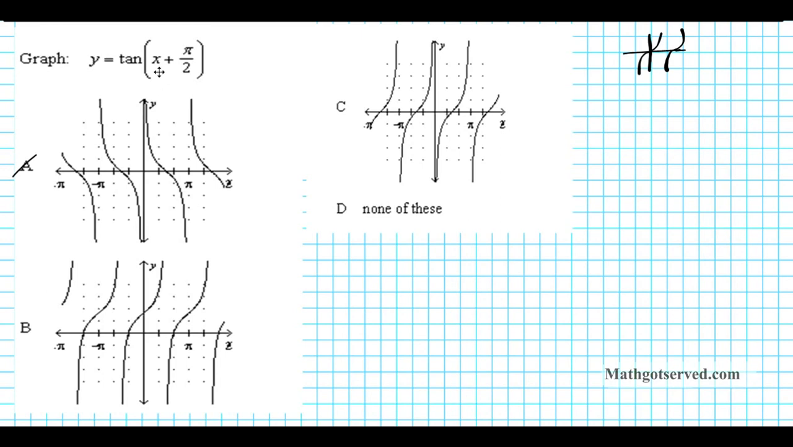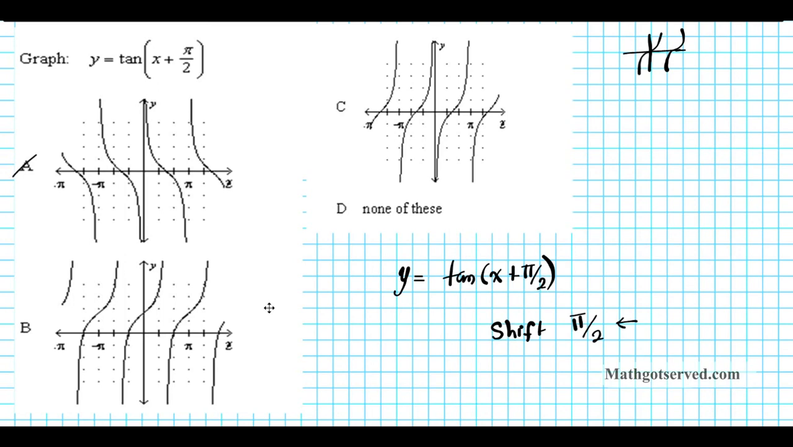Now we notice that there's a phase shift here, x plus pi over 2. What does that mean? If you have y equal to tan of x plus pi over 2, what kind of phase shift is this? Plus pi over 2 means you shifted pi over 2 units to the left.